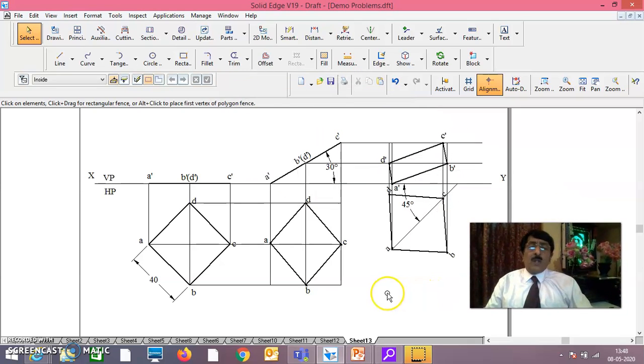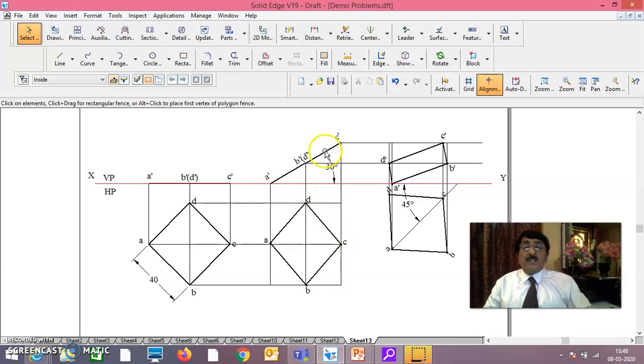As soon as you look at the problem, be careful. These things are so important from the examination point of view and the understanding point of view. You should know exactly what the subject is. XY line, VP, HP. I have drawn a 40 mm square lamina with a corner on HP, and the diagonal or surface inclined at 30 degrees to HP. Now, when it is in this position and you look from the top, this is how it appears. All lengths would have reduced.